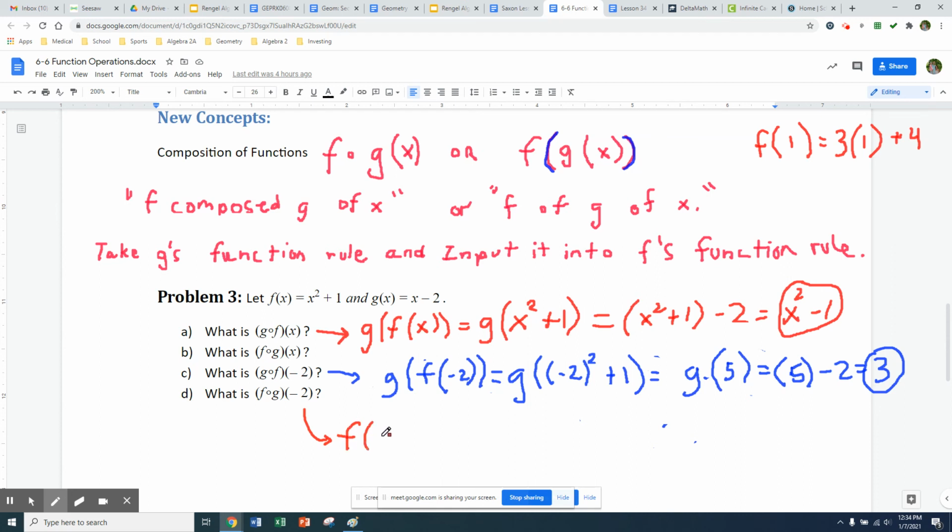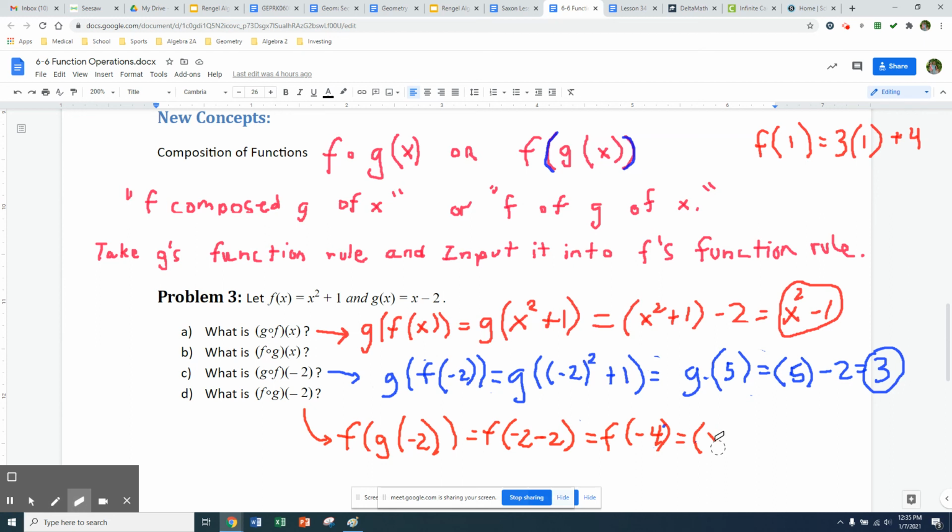F of g of -2. This is telling me to put -2 into the g function first. So that's going to be f of -2 minus 2. And I should put that into parentheses. I didn't there. But we'll have f of -2 minus 2, because that's what the g function rule is, x minus 2. -2 gets put in for x. Now I have f of -4. All I did was solve -2 minus 2, which is -4, and then I can take that -4 and put it into the f function, which is going to be -4 squared plus 1.